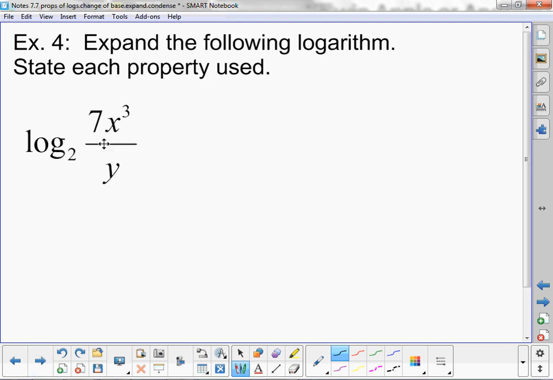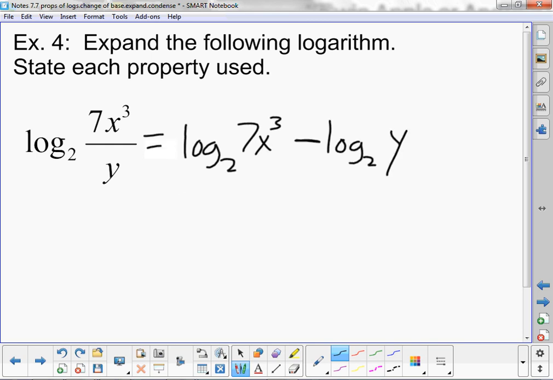So for example, this one. I want to expand this. Basically what this means is I want to make this into more than one logarithm. Okay? So first off, I can see that there are products going on, but I also see a quotient. Now I'm going to approach this with the quotient first, since it's an entire thing divided by this entire thing. So what you're going to do is rewrite this as 2 logarithms. It's going to be the logarithm of the top, so 7x cubed, minus the logarithm of the bottom.